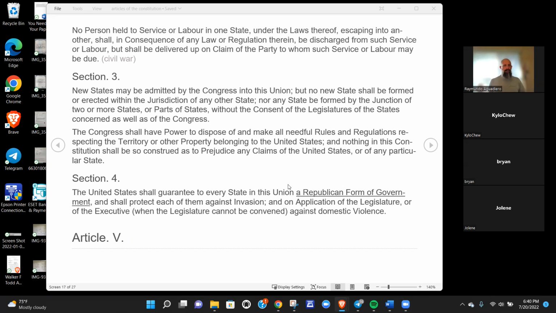All right, Section 4. The United States shall guarantee to every state in the Union a republican form of government, and shall protect each of them against invasion and on application of legislature or of the executive, when the legislature cannot be convened, against domestic violence. So here is a perfect example. Each state gets to create the type of government that it wants, whatever the people of that state want. That's how it's supposed to be.